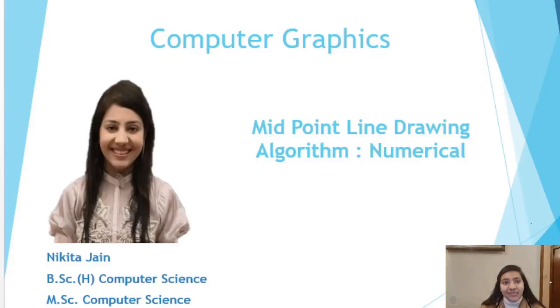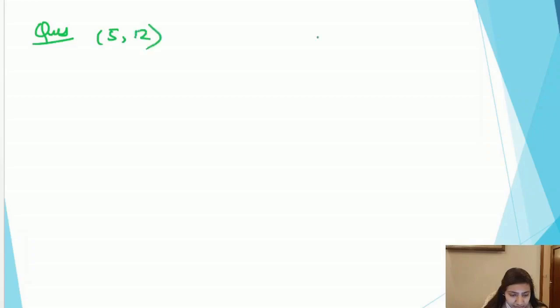In this video, we will learn how to solve a numerical using the midpoint line drawing algorithm. So let's begin. Suppose we are given the starting and the finishing point of the line as, let's say, the starting point of the line is 5, 12 and the finishing point of the line is 15, 20.